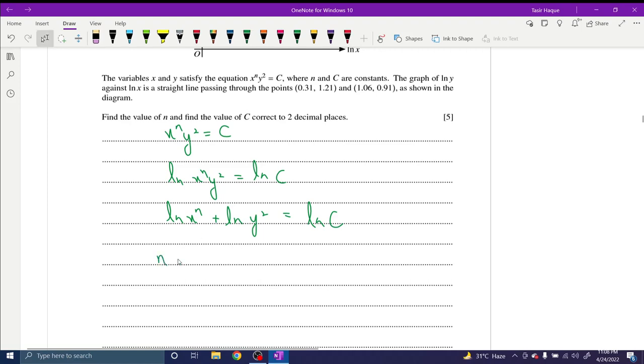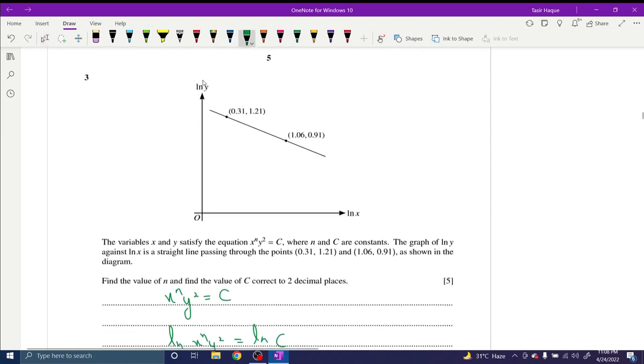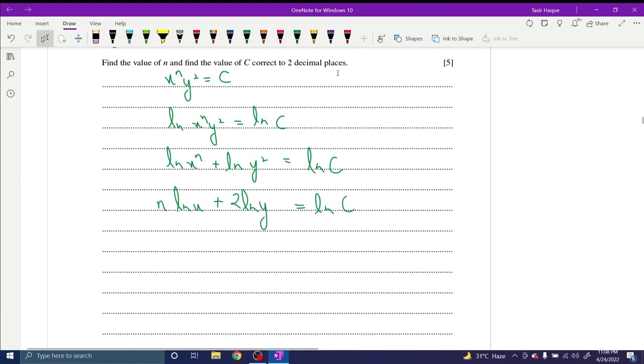Now we can write n ln x plus twice ln y is equal to ln c. So what do we need to make the subject? ln y is on the y-axis, right? That's the dependent variable. So 2 ln y is equal to minus n ln x plus ln c.